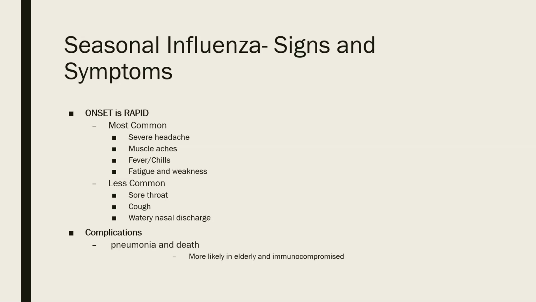So, seasonal influenza, signs and symptoms. The onset is rapid. Most common is severe headache, muscle aches, fever and chills, weakness, and fatigue. Less common, sore throat, cough, and watery nasal discharge. Complications with the seasonal flu include pneumonia and death. These complications are more likely to occur in the elderly and those that are immunocompromised.